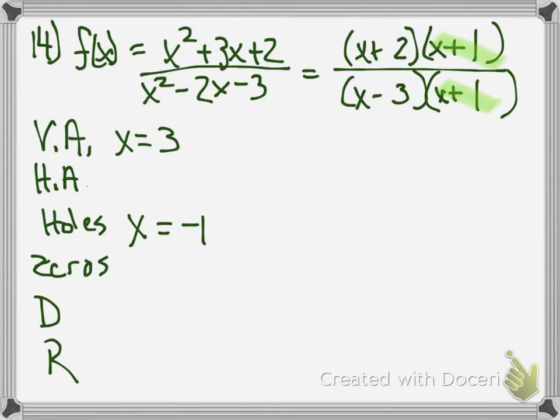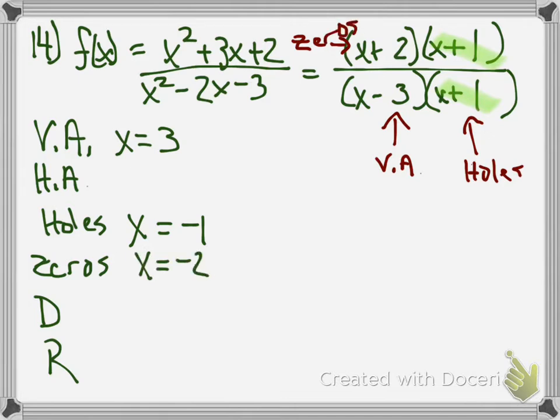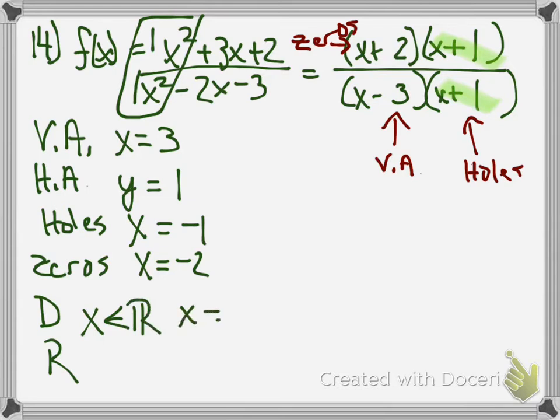The zero would be the one on top, the x plus 2, and the opposite of that is negative 2. For the horizontal asymptote, we look at the degrees. The numerator and denominator have the same degree, so I look at the numbers in front and divide. 1 divided by 1 is 1. Then you can do your domain and your range, and go from there.